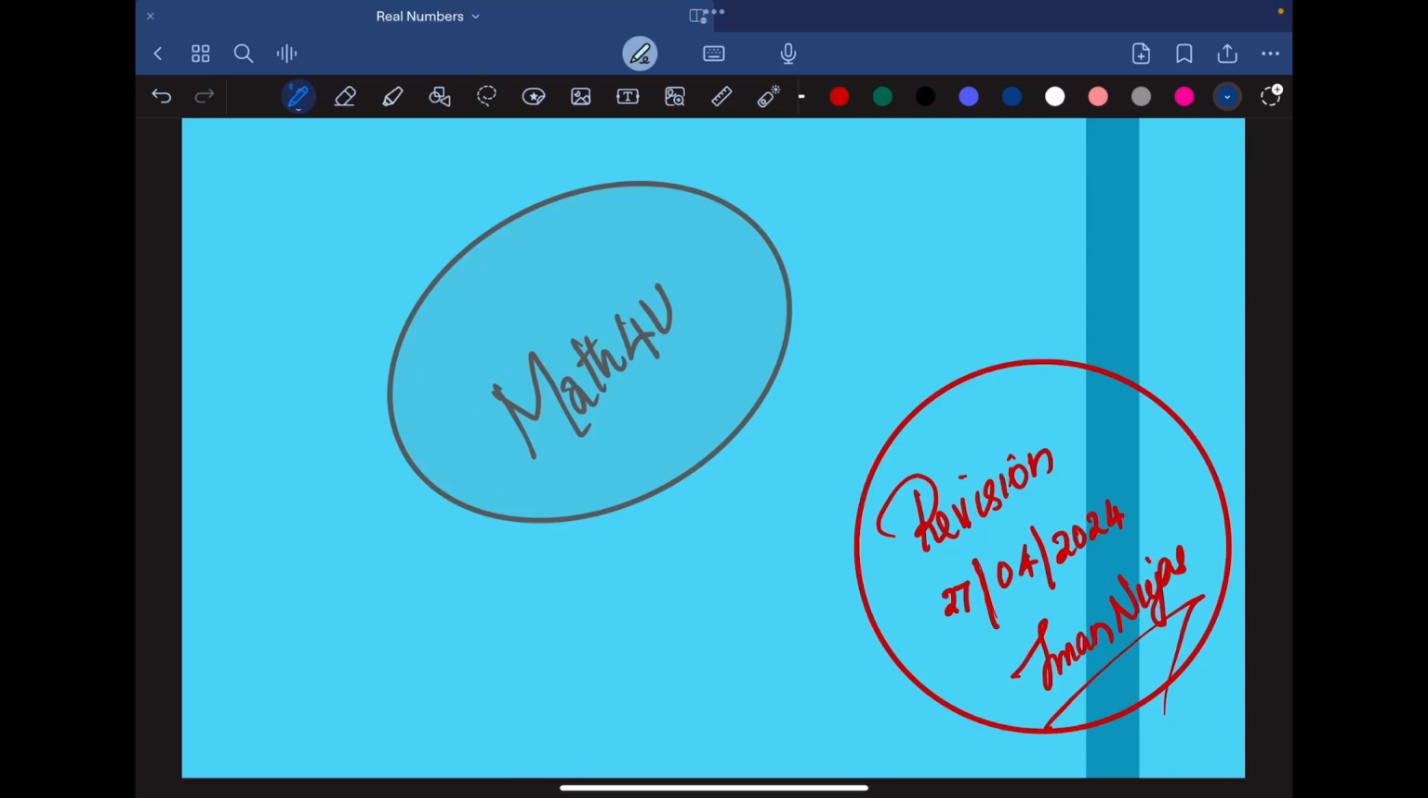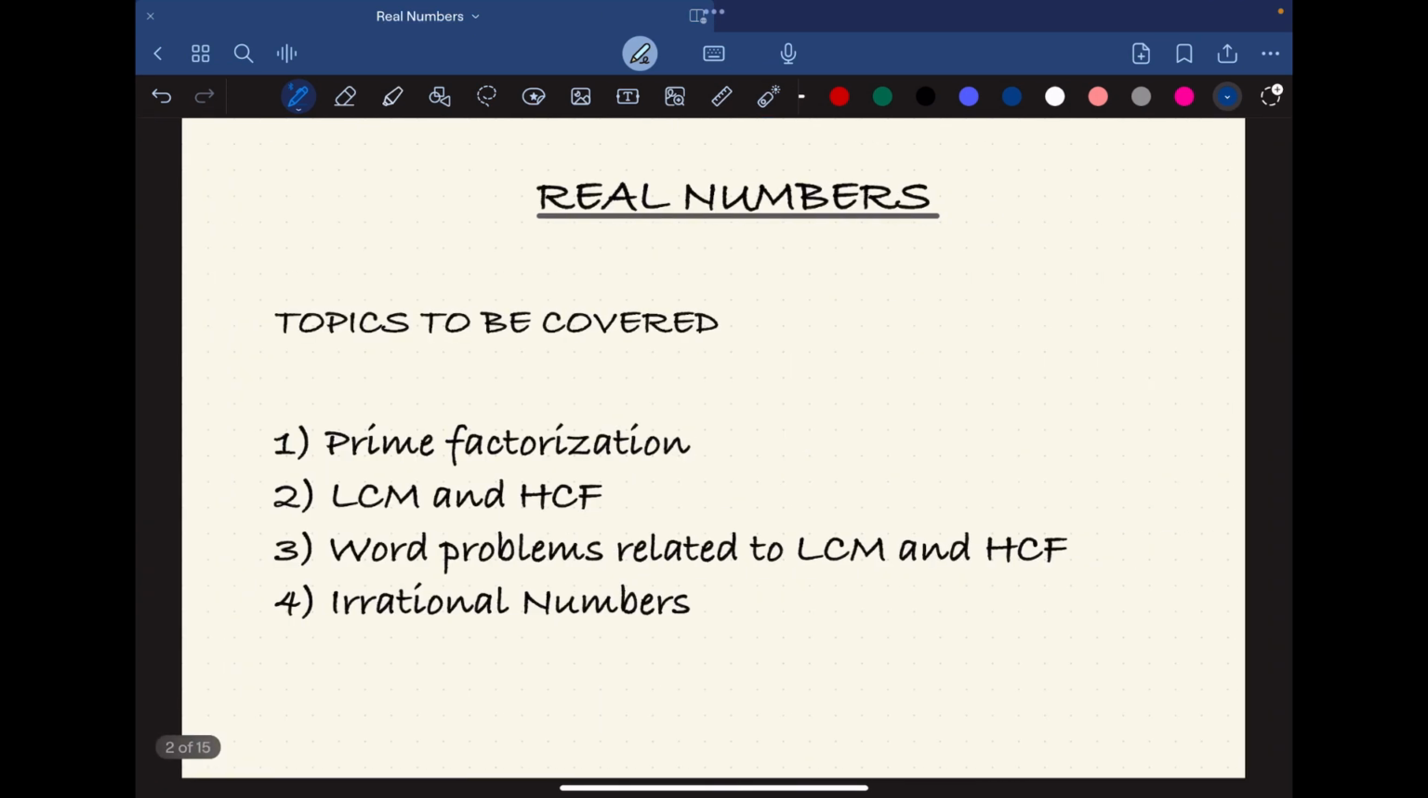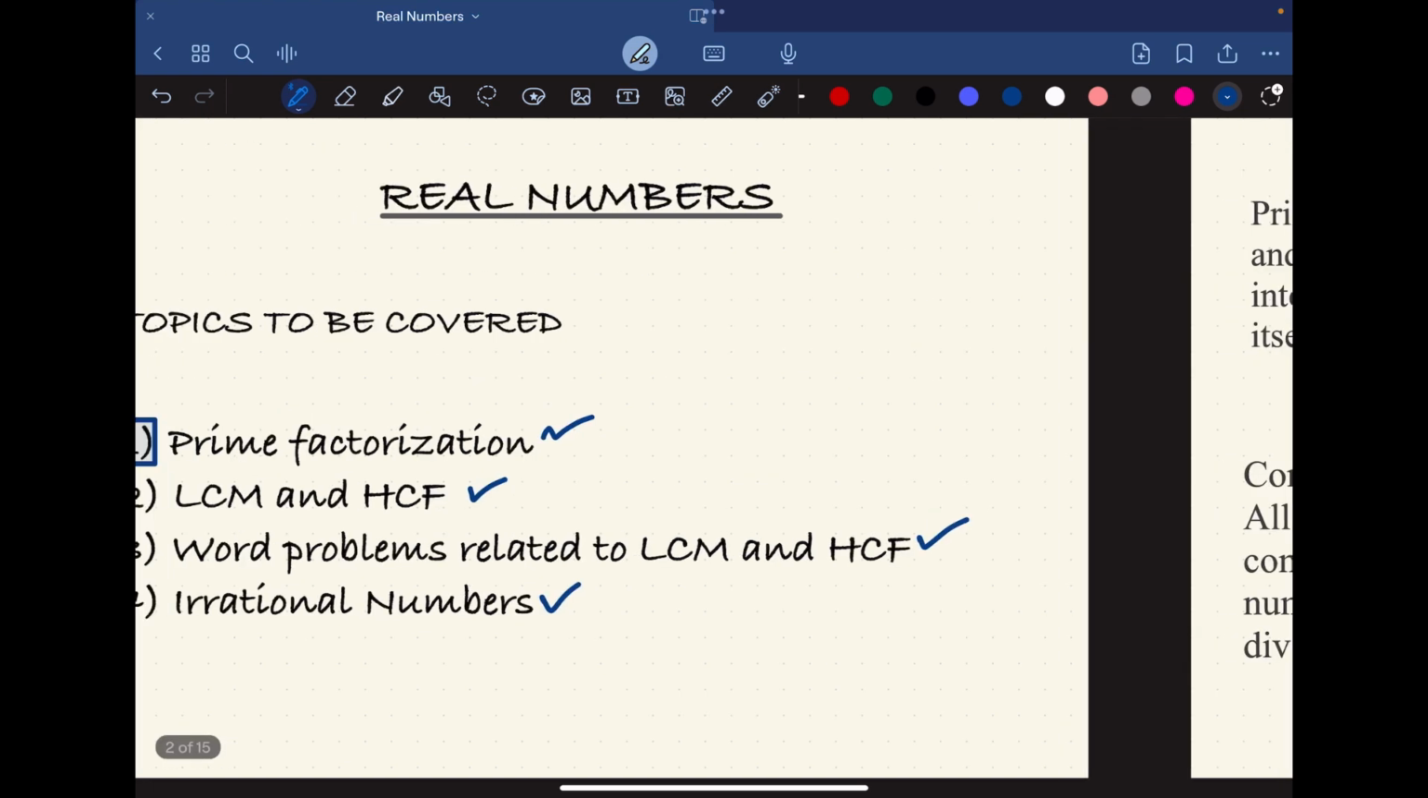Today we are discussing the chapter Real Numbers from class 10. In this chapter we will be covering prime factorization, LCM and HCF, word problems related to LCM and HCF, and irrational numbers. So first we are dealing with prime factorization. For this we should know what prime numbers are, right?